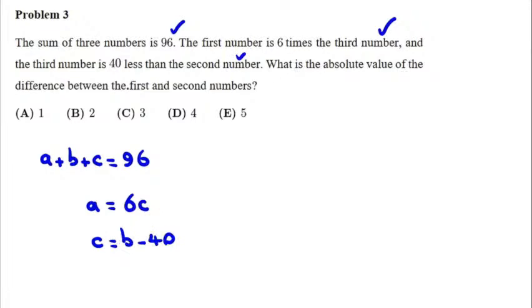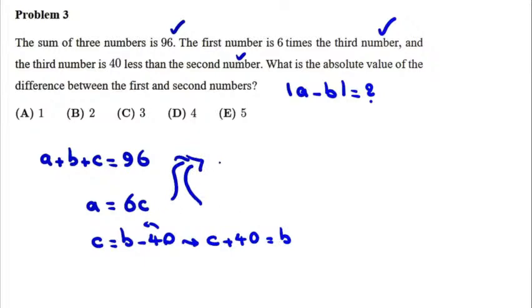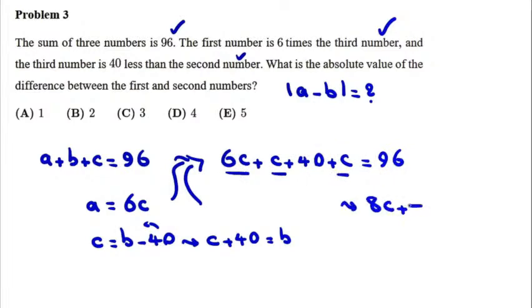Okay, what is the absolute value of the difference between the first and second number? So we want to find the absolute value of A minus B. Okay. So here I can say C plus 40, if I take negative 40 to the left hand side, equals B. So I can write A and B in terms of C in the first equation. So A is 6C, B is C plus 40, plus C equals 96. So 6C plus C plus C, we conclude it is 8C plus 40 equals 96. We subtract 40 from both sides, it will be 8C equals... I'm sorry, here 96 minus 40 will be 56.